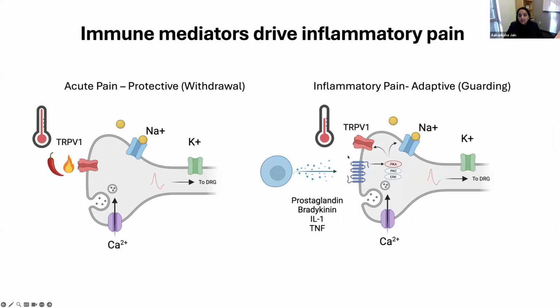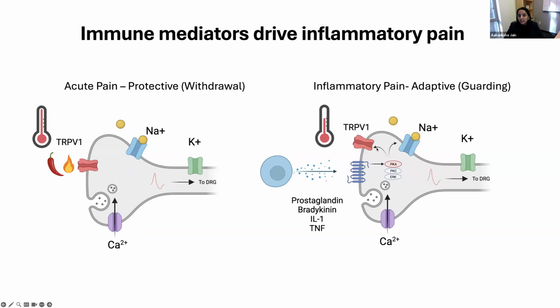However, when there is actual damage, for example, in case of postoperative pain or an ongoing immune response in autoimmune diseases, these cells can also directly see the immune activity in the tissues. So for example, immune cells make various ligands like prostaglandin, bradykinin, various cytokines like interleukin-1, and the receptors for these cytokines are also expressed on these nerve terminals. The downstream signaling leads to activation of various kinase cascades. One of the most important ones is PKA, which is cyclic AMP-dependent protein kinase, which can directly phosphorylate some of these TRP channels, for example, TRPV1.